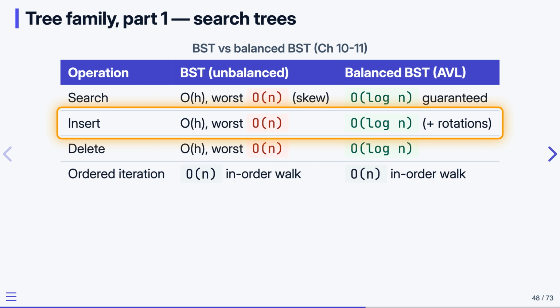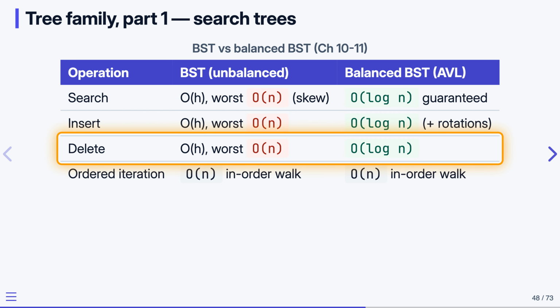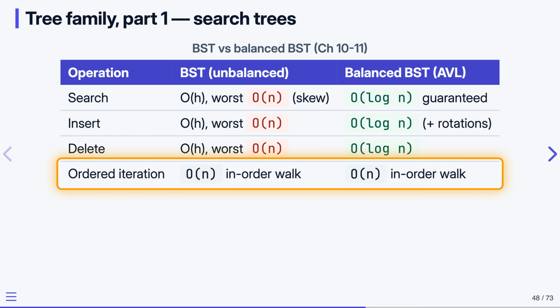Insert follows the same height. A balanced tree stays at big O of log n by doing small rotations to fix its shape after each insert. Delete is the same picture. Big O of h for a plain tree, and big O of log n guaranteed for a balanced one. Walking all the items in sorted order is big O of n for both. You still have to visit every node once.